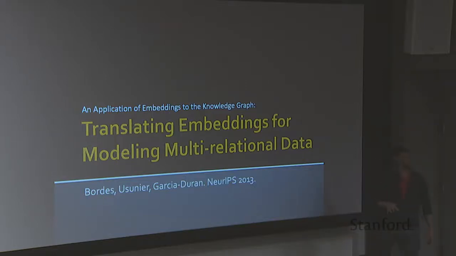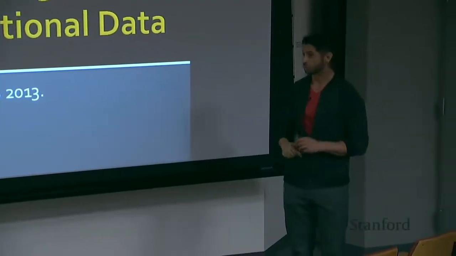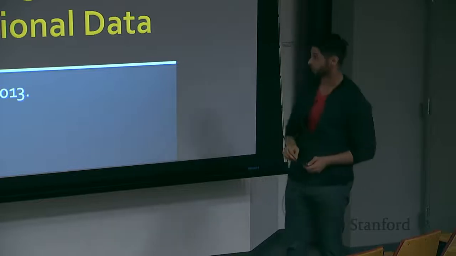Now, let's go to an example applied over knowledge graphs, okay? So this is a paper called Translating Embeddings for Modeling Multi-Relational Data. So very advanced title. It's a NeurIPS paper from 2013. I'm going to try to make it very simple, give you the intuition, and then you will be working through this technique from a conceptual level during homework 2, okay?